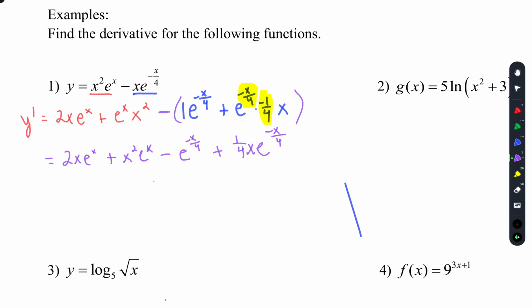And then the way you do natural logs, oh no.